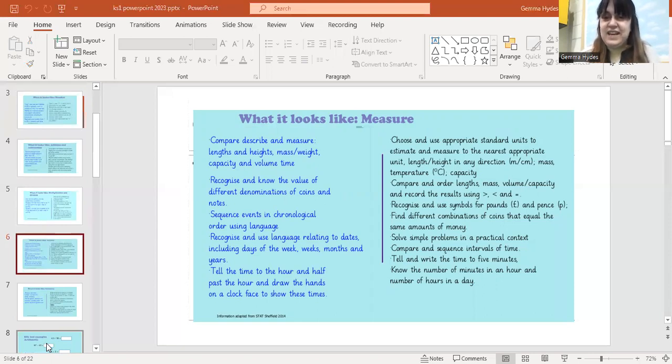For year 2, again, it jumps up massively. So we start learning about meters and centimeters. We learn about temperature. We start using the greater than and less than signs to compare different measures as well. We're using pounds and pence, and they are adding and subtracting different money combinations, and they can solve time problems as well. And they have to be able to tell the time in year 2 up to 5 minutes. Which again is a big jump from year 1.